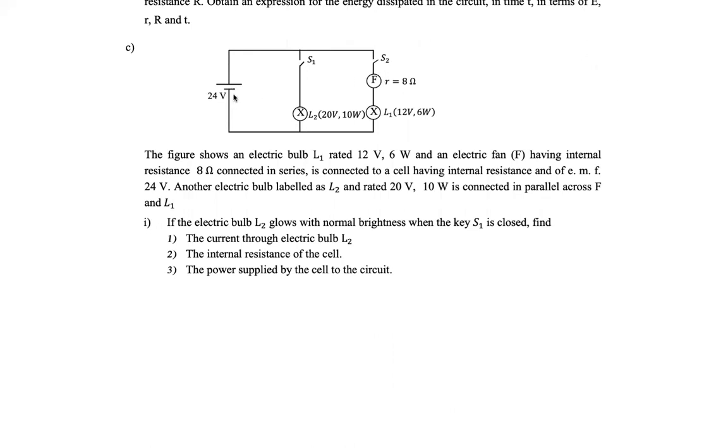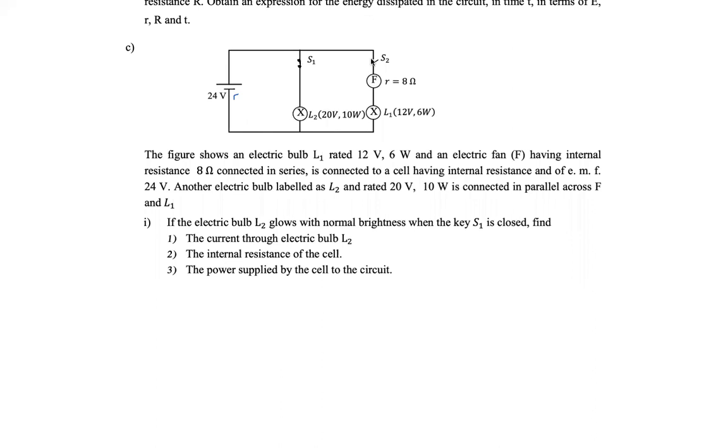This one has an internal resistance, simple one. If the bulb L2 glows with normal brightness when key S1 is closed, so we have to close S1. When I close S1, according to this question, should I close S2? What are the other questions? Current through bulb L2, the internal resistance of the cell, the power supplied by the cell to the circuit.